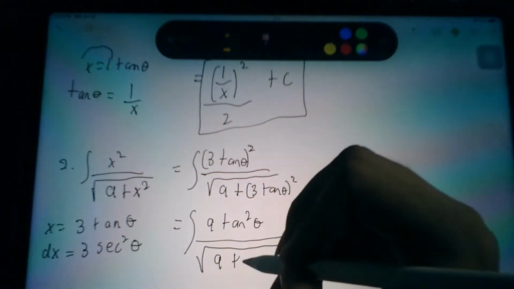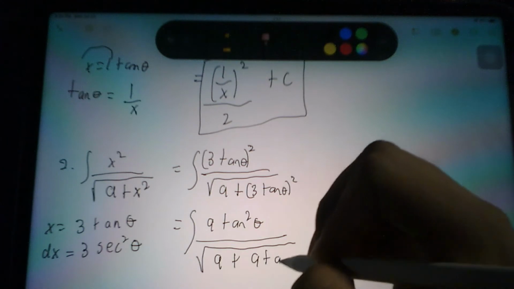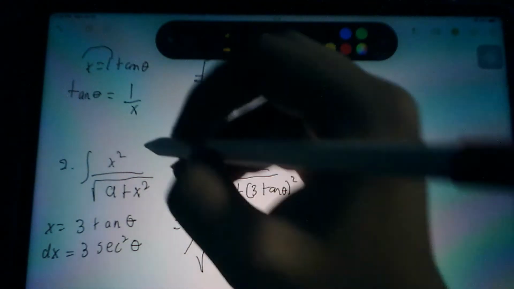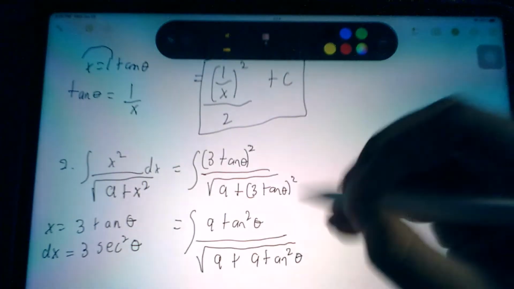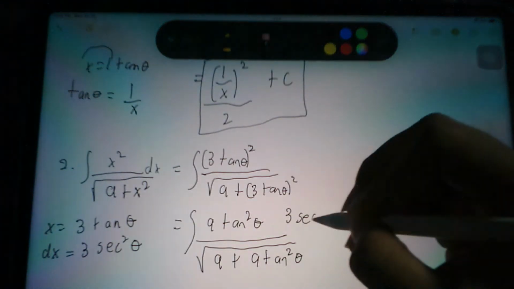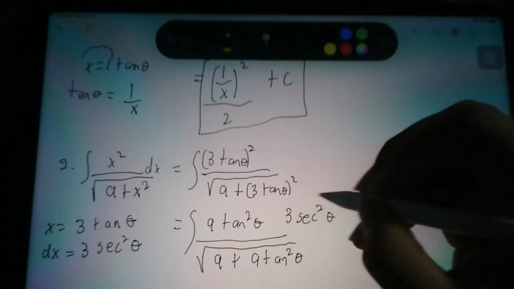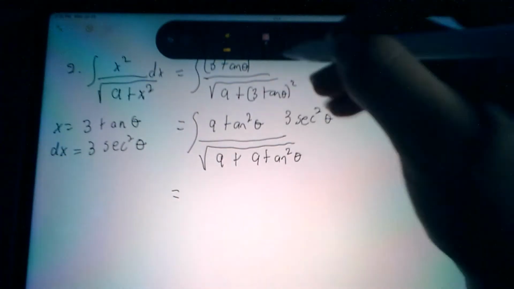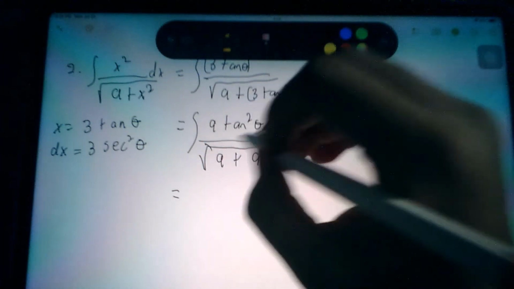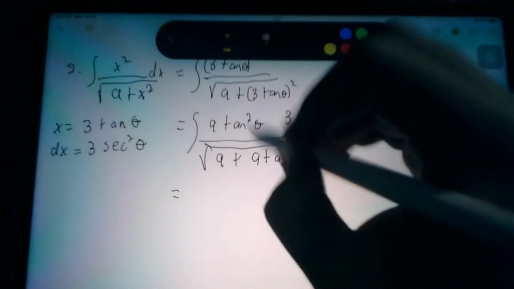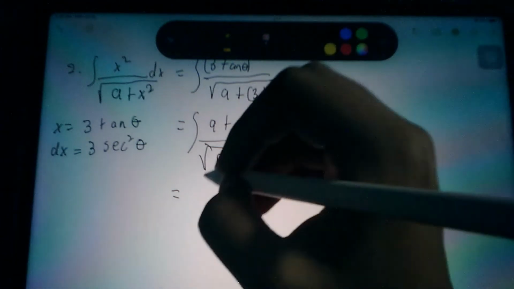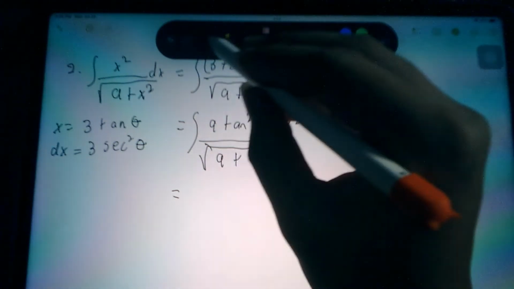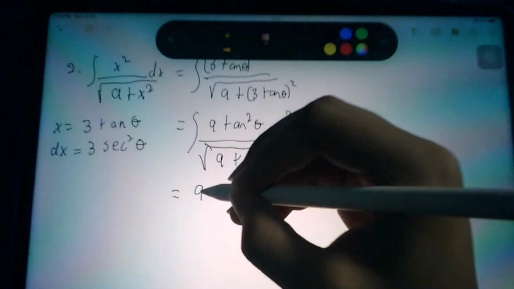Plus 9 tangent squared theta. Oh, we forgot to put dx here. So our dx is just 3 secant squared theta. Now we take the square root. Now we simplify the denominator. So this will become 9. We put 9 outside because it's a constant.